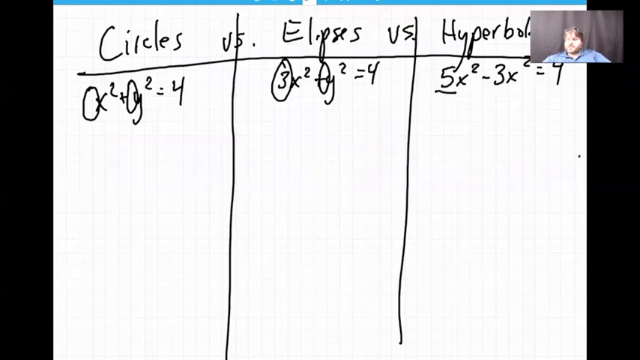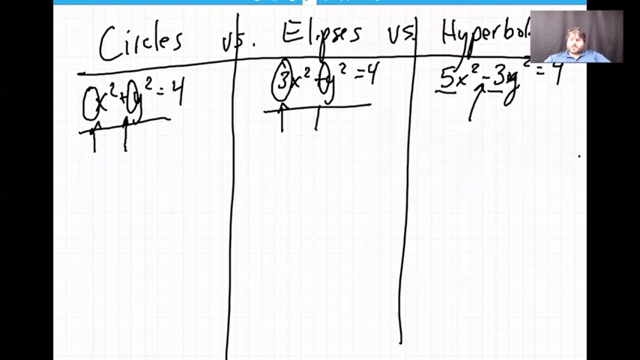Now in hyperbolas, these numbers could be the same or could be different, but the main thing is this negative sign. When you have an x squared minus a y squared, you're looking at a hyperbola, okay? Ellipses and circles look the same. They both have pluses. But in a circle, these numbers are the same, whereas in an ellipse, these numbers are different.